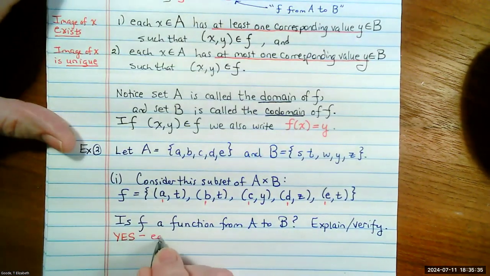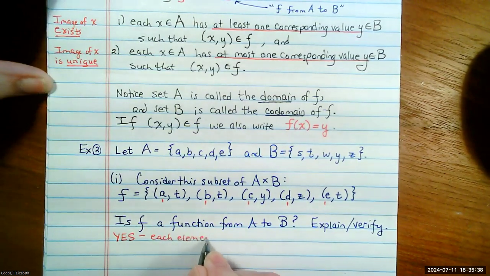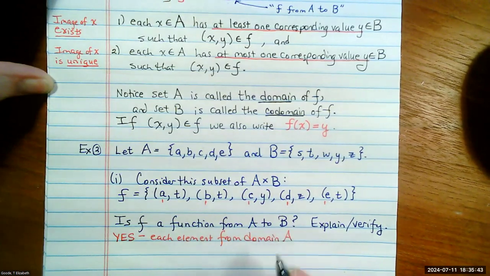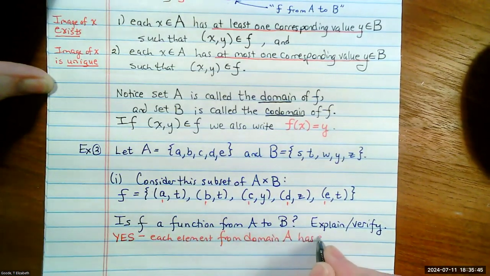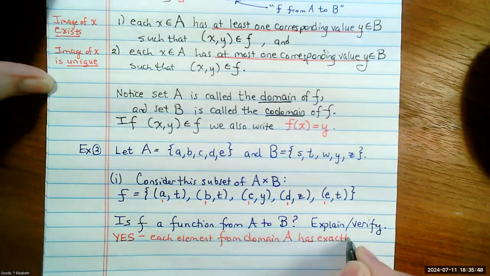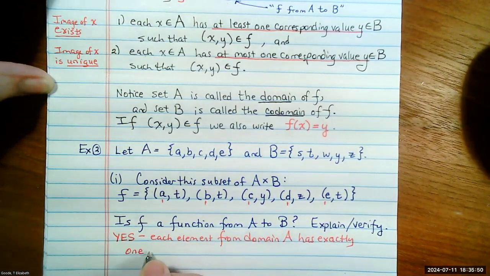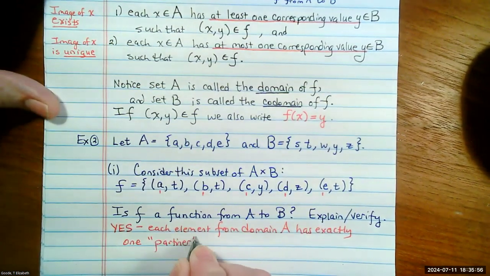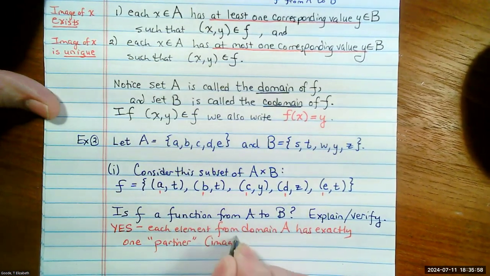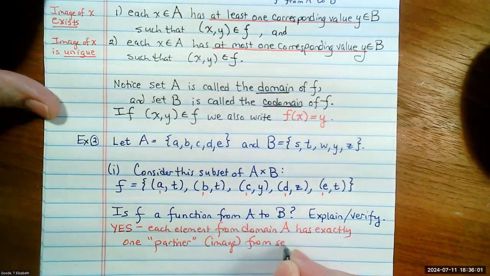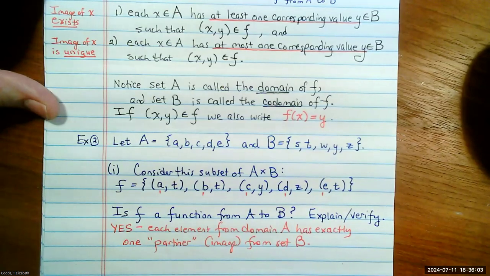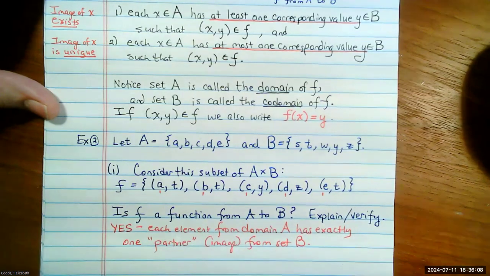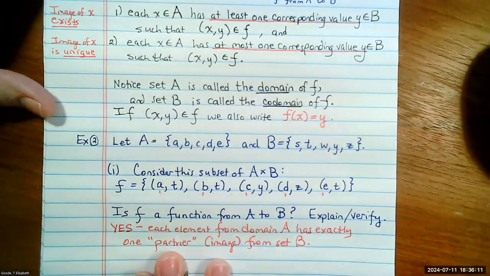Yes. Each element from the domain A has exactly one, I'll put it in quotes, partner, what's also called an image, from set B. Okay, so this is a function.